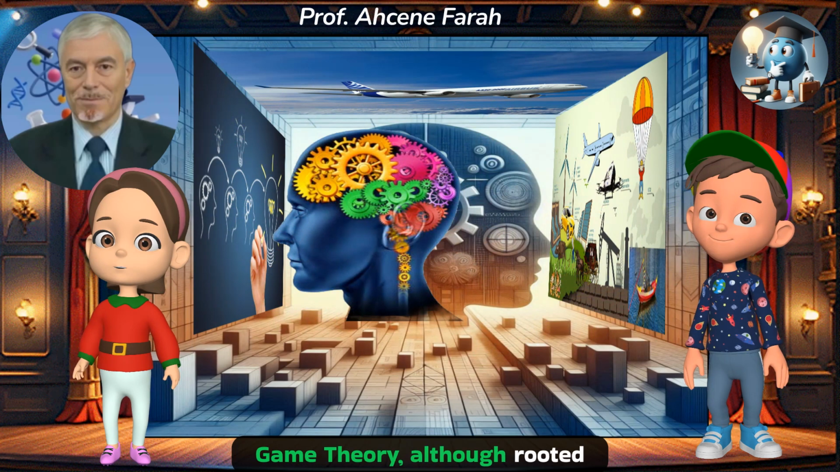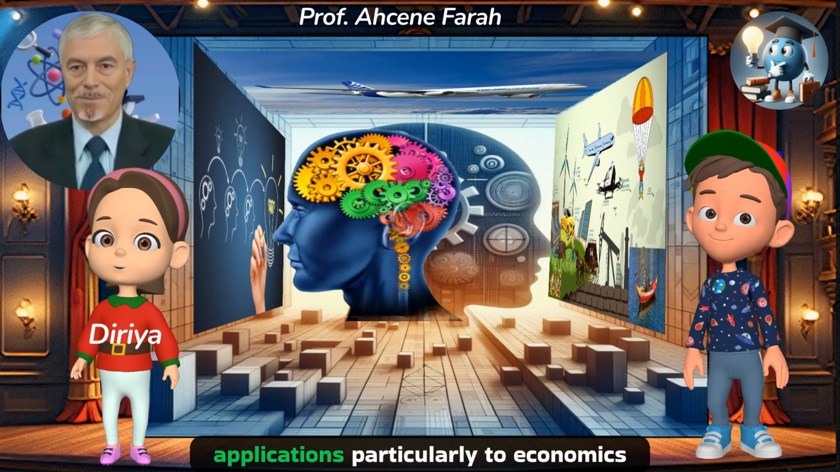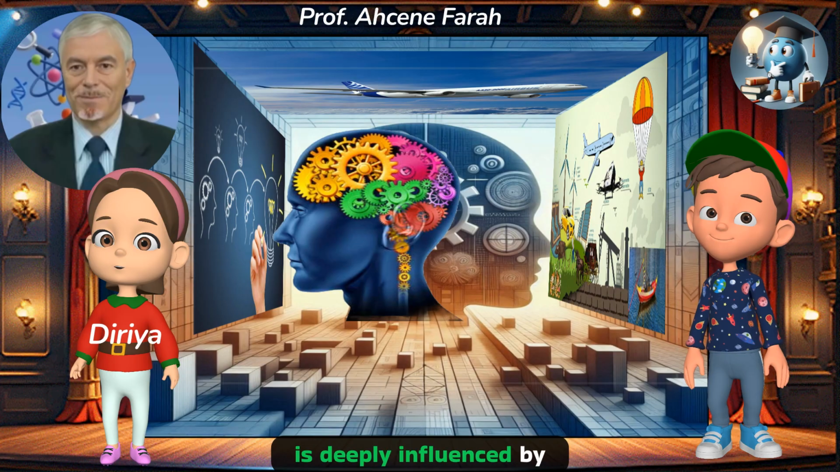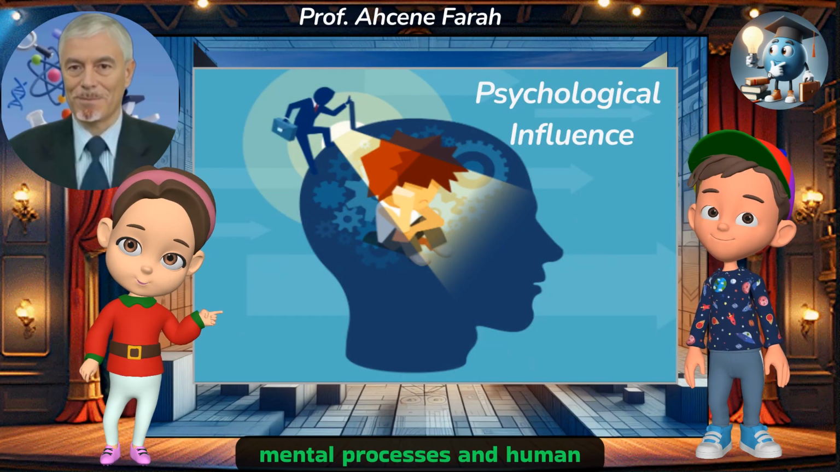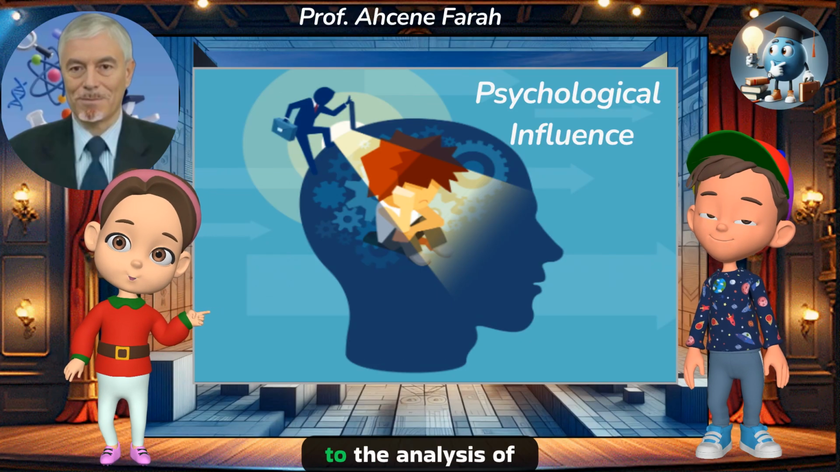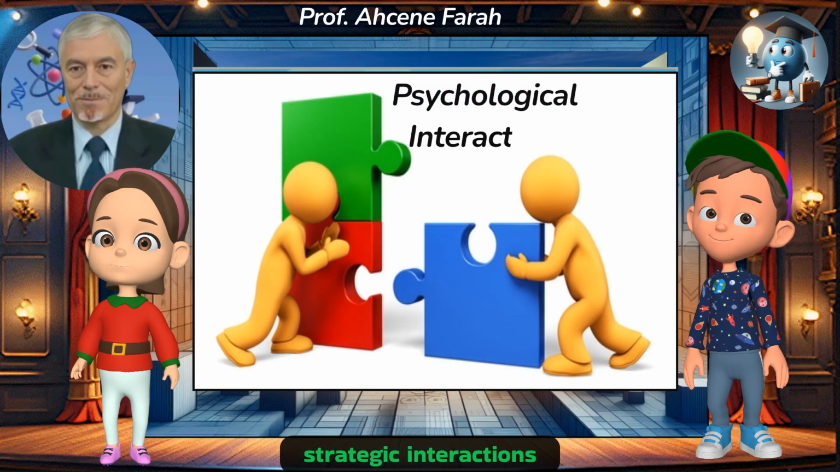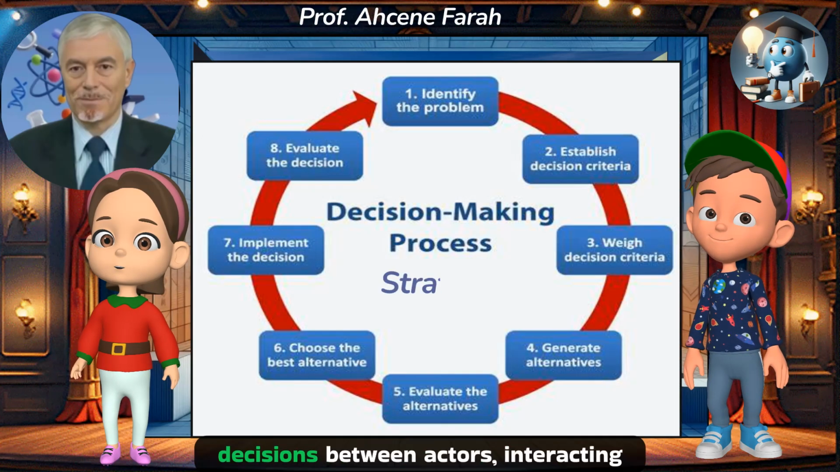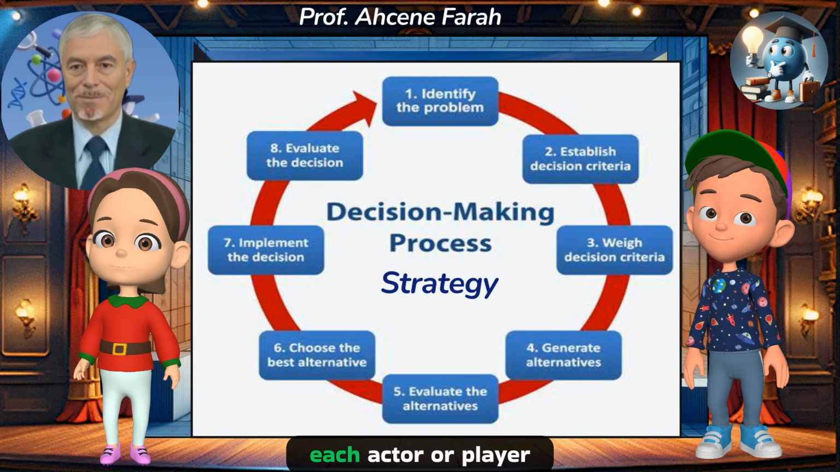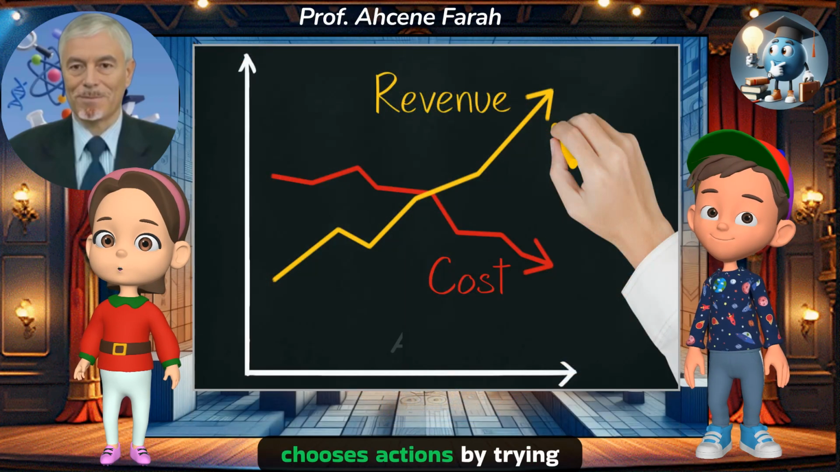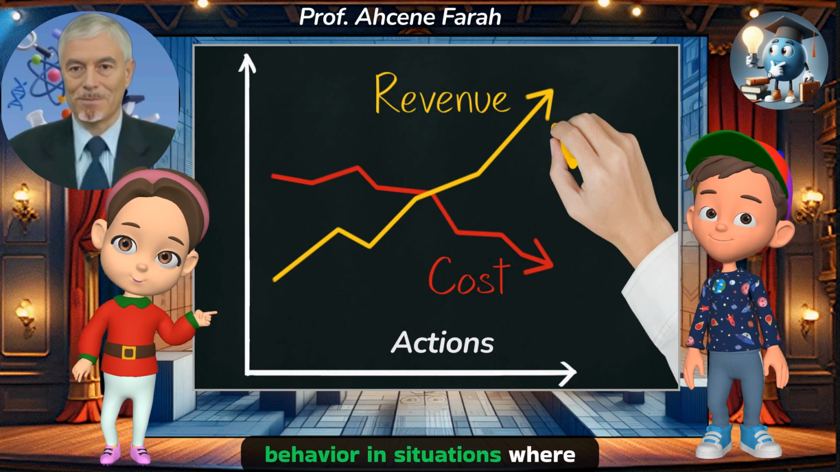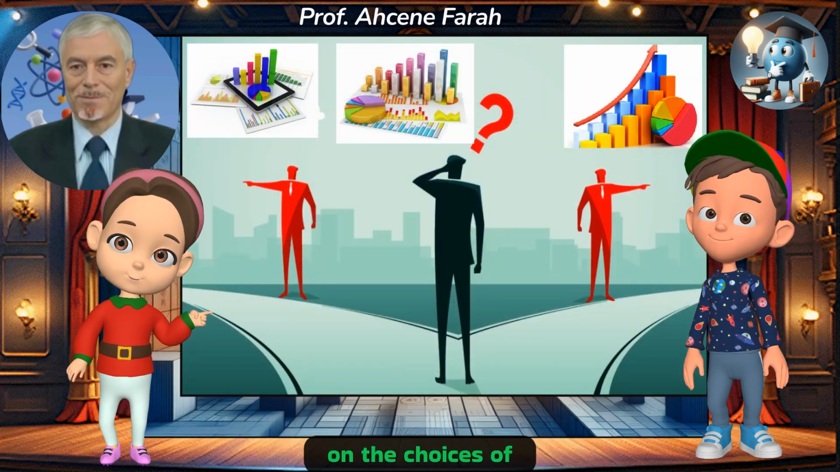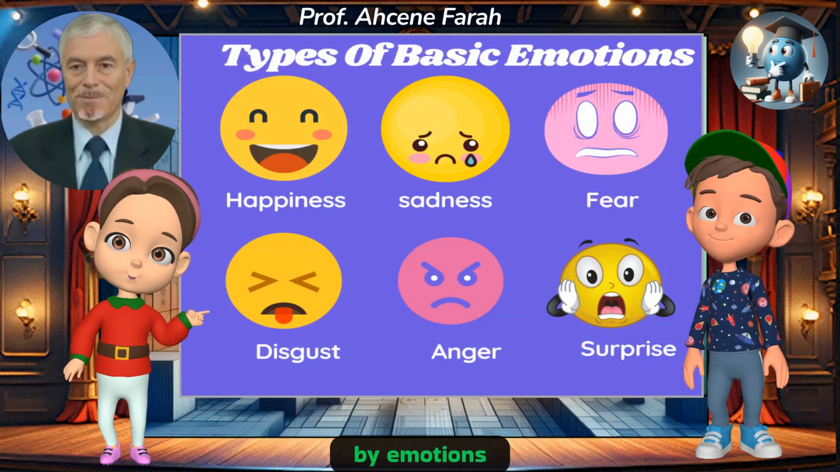Game theory, although rooted in mathematics and its applications, particularly to economics, is deeply influenced by psychology. This discipline, which studies mental processes and human behaviors, brings essential nuances to the analysis of strategic interactions. Indeed, it studies strategic decisions between actors interacting in a common environment. Each actor or player chooses actions by trying to maximize their gains or minimize their losses. This is particularly useful for understanding and predicting behavior in situations where each person's choices depend on the choices of others.